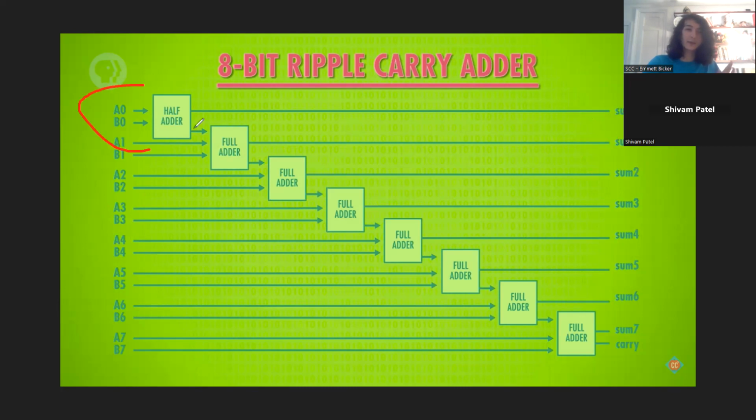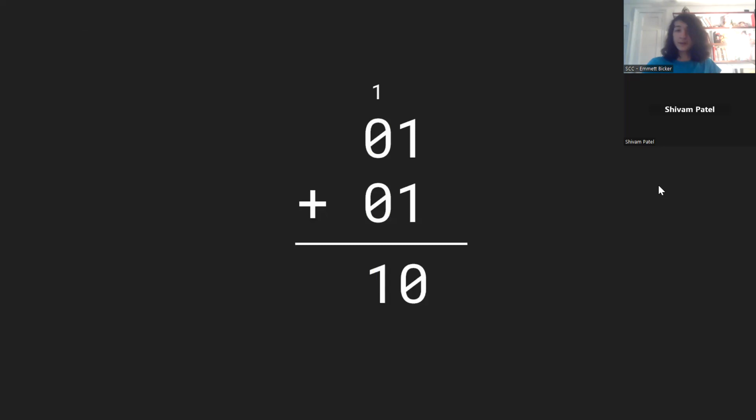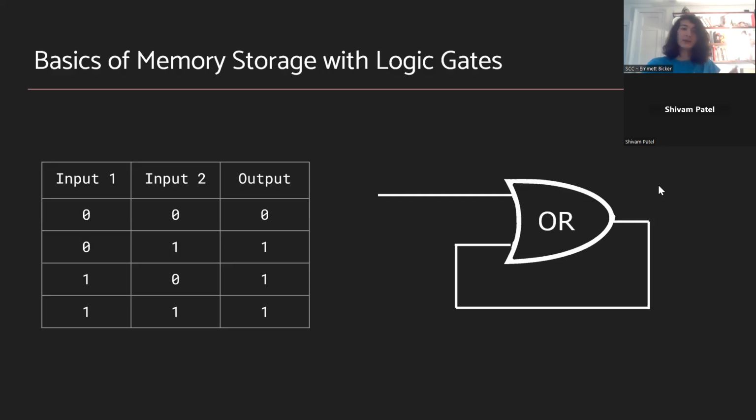You're passing your bits through adders, and then you're eventually getting your final sum at the right. So now I have the ability to add together 2 numbers. So I'm just going to very basically go over memory storage with logic gates. This will feel incredibly vague and a bit rushed. But I have memory storage with logic gates, and I'm just going to introduce this thing over here, which is a way of storing memory permanently.